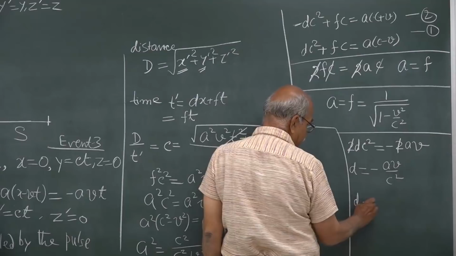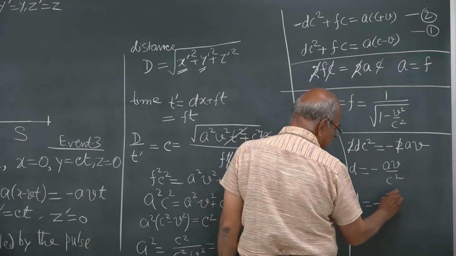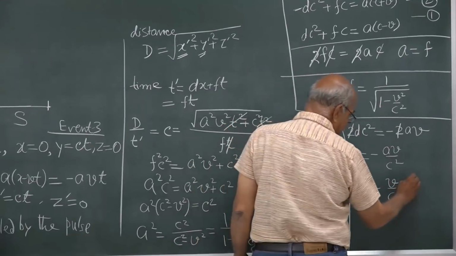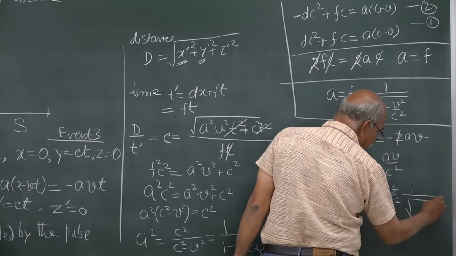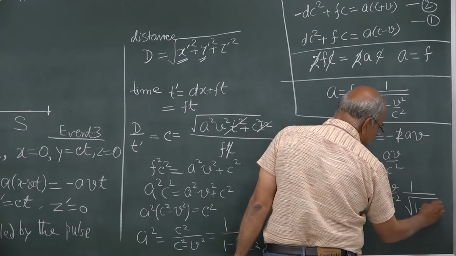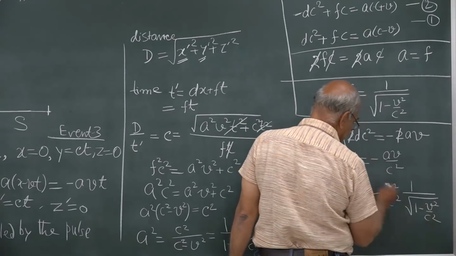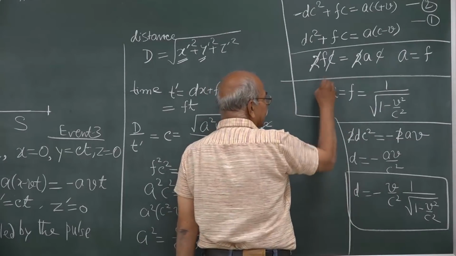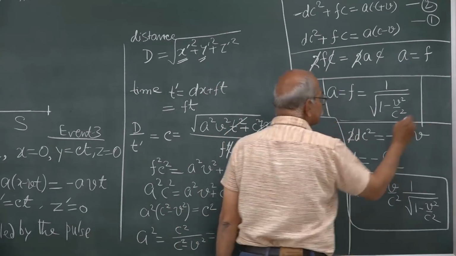So, D is equal to minus V by C square, and then A, and A is here 1 by square root of 1 minus V square by C square. So, I have all the 3 things with us, D is here and A and F are here.